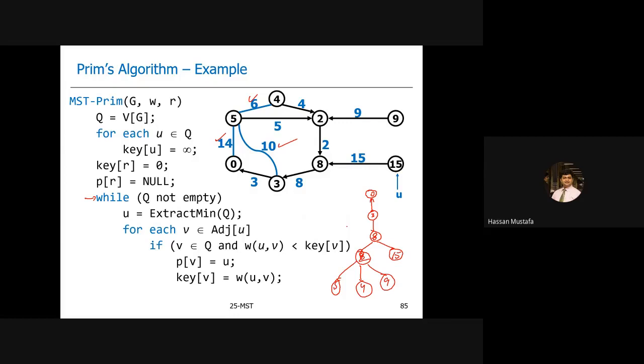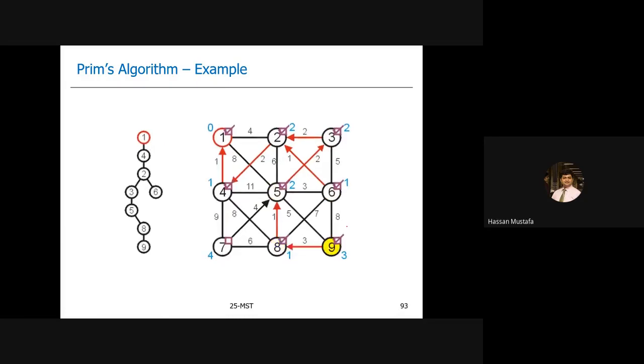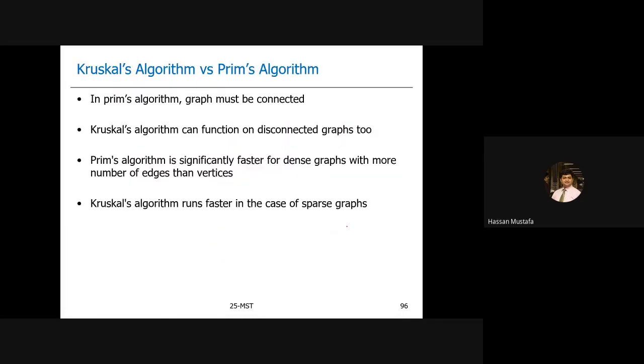There's another example that you can follow. Instead, I would just go to a comparison between Prim's and Kruskal's algorithm. There are a few points that are important to note here. For Prim's algorithm, the graph must be connected, because what we are doing is a depth first search for Prim's algorithm. So a depth first search would only reach the vertices that are connected in the graph. It would not go to the unconnected portion of the graph. That is why Prim's algorithm would not work for disconnected graphs.